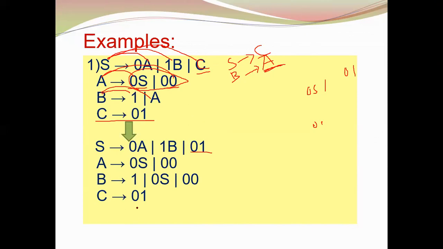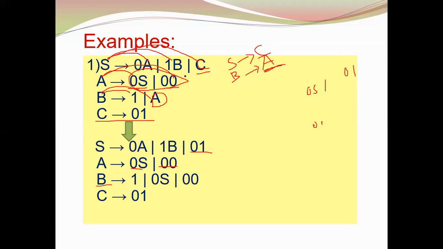And the next one is A tends to 0S, 0, 0. The same thing, B tends to 1. For this A, I can substitute the production of A. The A production is A tends to 0S, 0, 0. So I can substitute 1, and for this A, I can substitute 0S and 0.